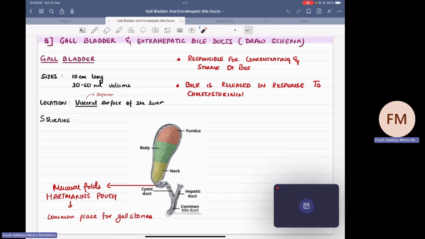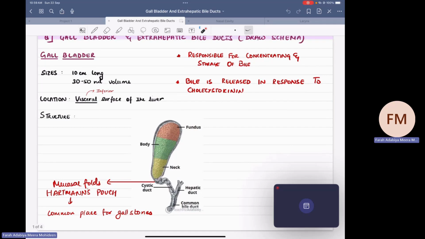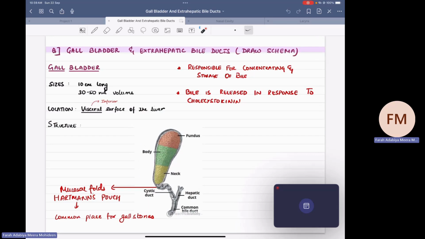Bile is released only when the body requires it, and this is because of the hormone called cholecystokinin. So bile is released from the gallbladder when the body requires it, in response to cholecystokinin. The location of the gallbladder is on the visceral surface of the liver. When we talk about the syntopy, there's an image later, so I'll show you over there.